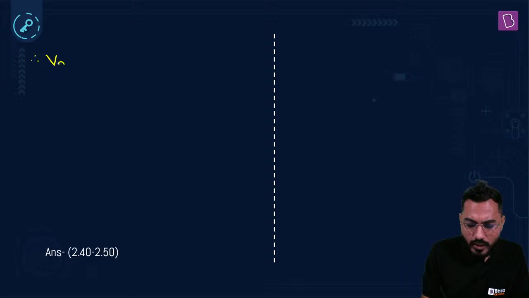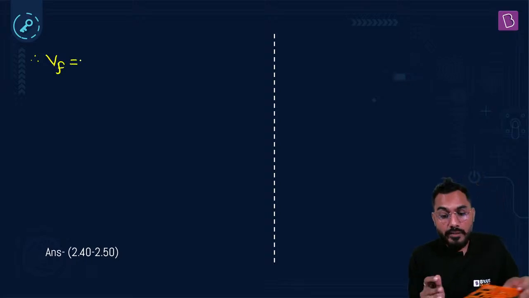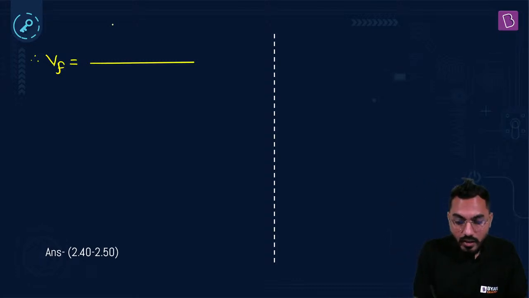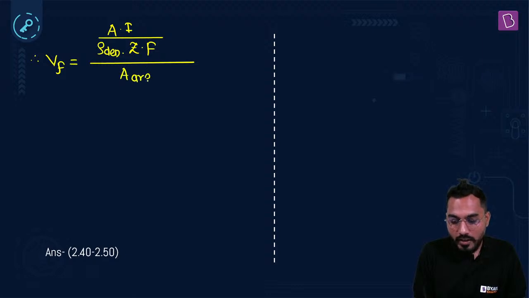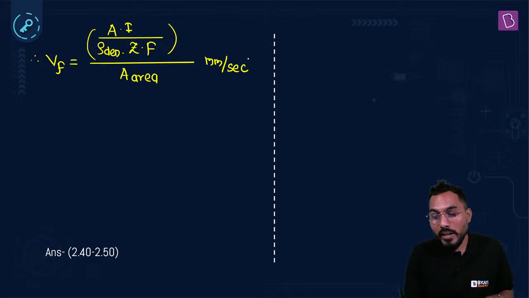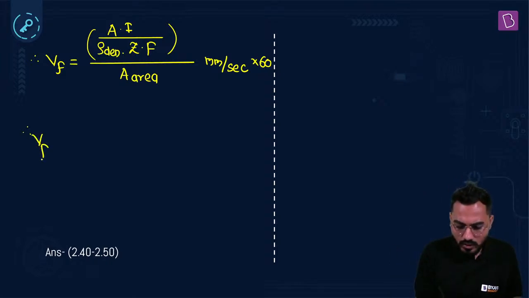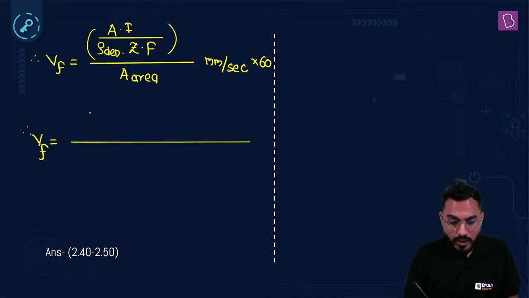Sir, what is to be calculated? VF. What is VF? Feed velocity. Feed velocity is exactly equal to volumetric MRR divided by area. So A into I divided by rho density into Z into F, divided by area. The answer will come in mm per second. I require mm per minute, so multiply by 60. Don't forget to multiply by 60. Is it true? Now it's your chance, your task is to put the values in the proper format.